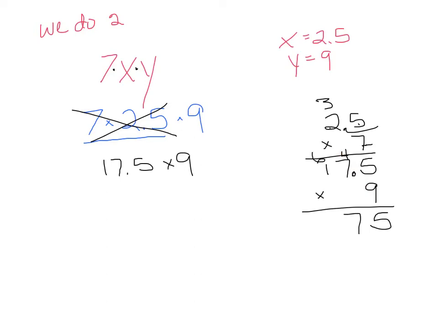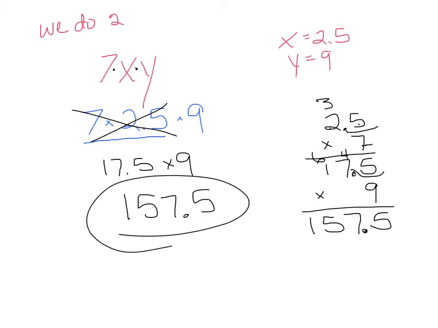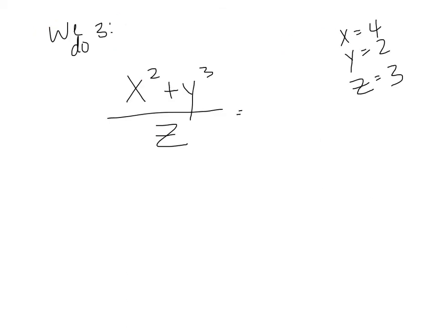67. 9 times 1 is 9, plus 6 more is 15. And I've got one baby in the car, one baby in the car. So my answer is 157.5.